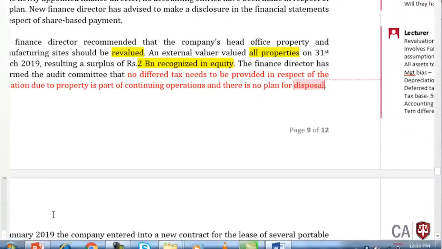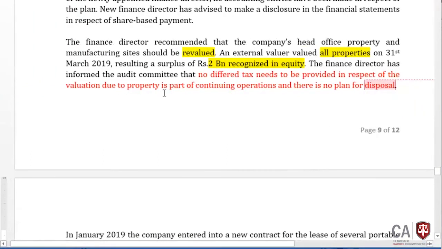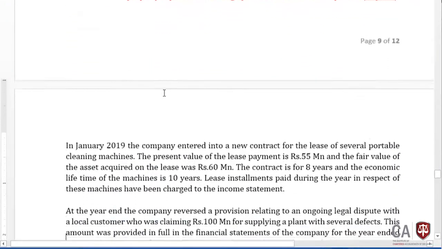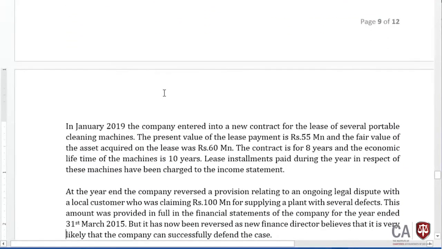Then moving on to the other issues in the case study. In January, the company entered into a new contract for the lease of several portable cleaning machineries. The present value of the lease payments is 55 million. That is the important term in the leasing standard. As you know, this is a hot topic again, because there is a new standard. Please be aware of those fundamental concepts. What the new standard talks about is one model. So, what is the model in the new standard?